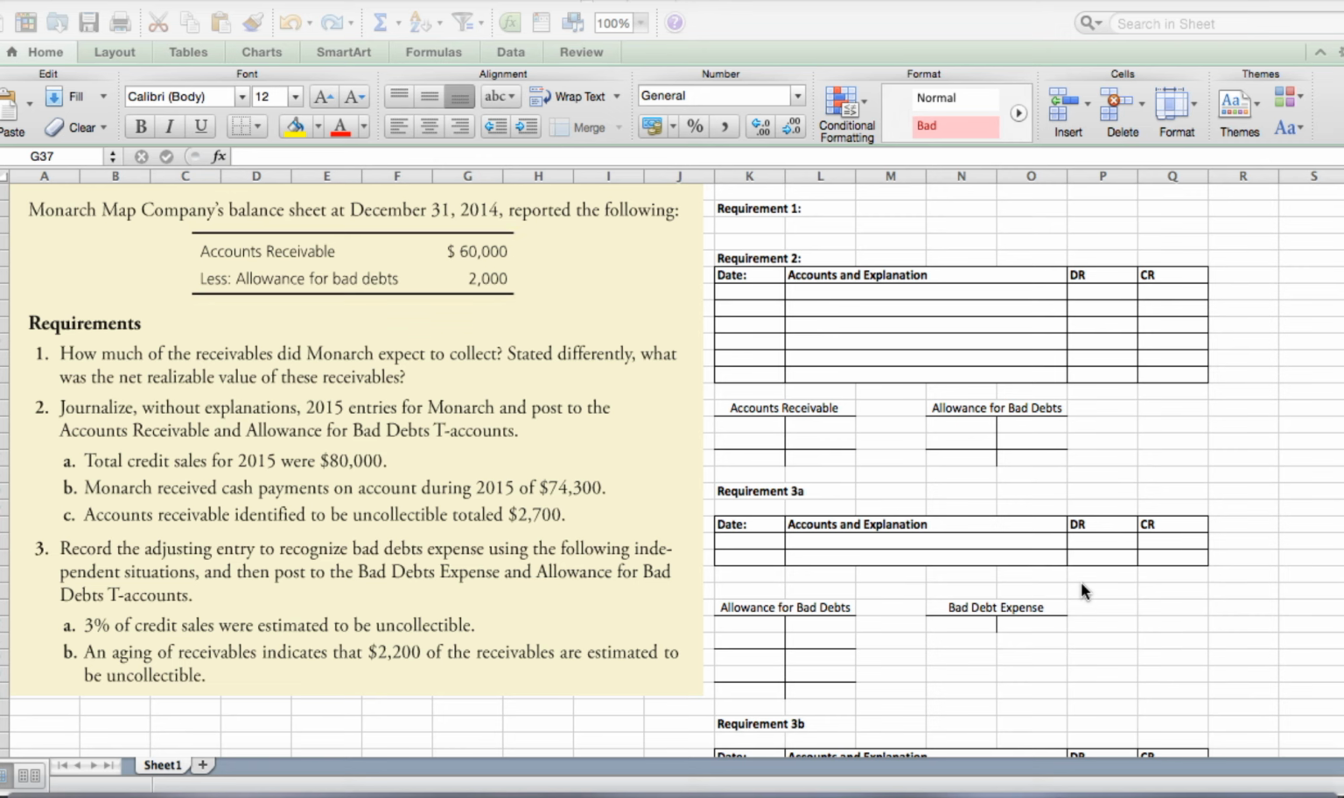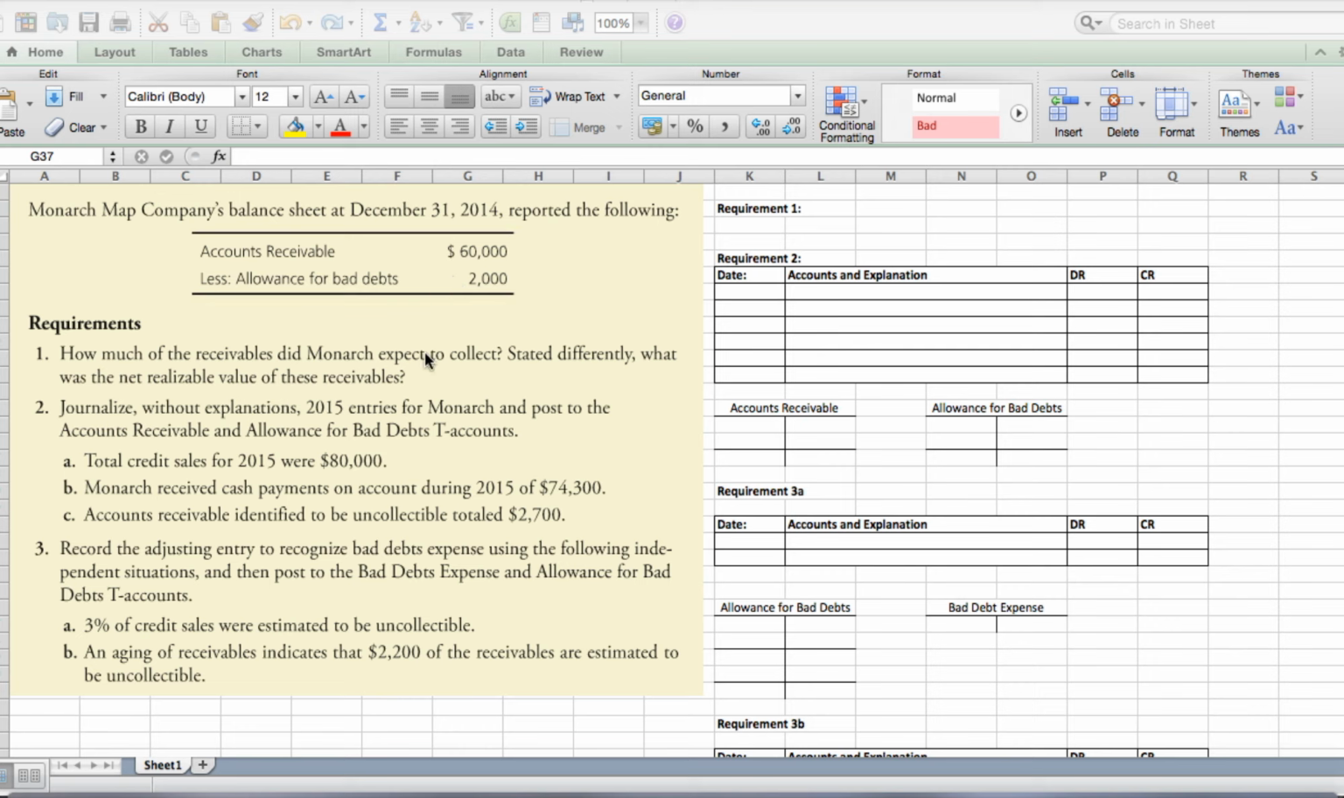Okay, so we'll just go on to this problem for today. Basically what we have here is the two relevant lines from a balance sheet that would deal with accounts receivable for a company that has a lot of accounts receivable, and also the allowance for bad debts. Okay, this is as of December 31st of 2014. We're looking at these two lines of the balance sheet.